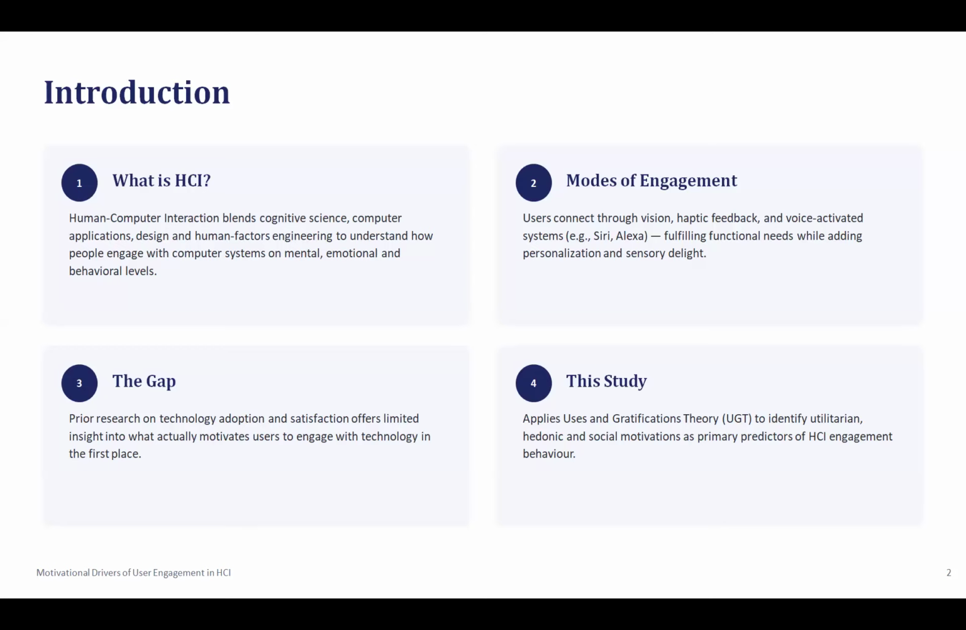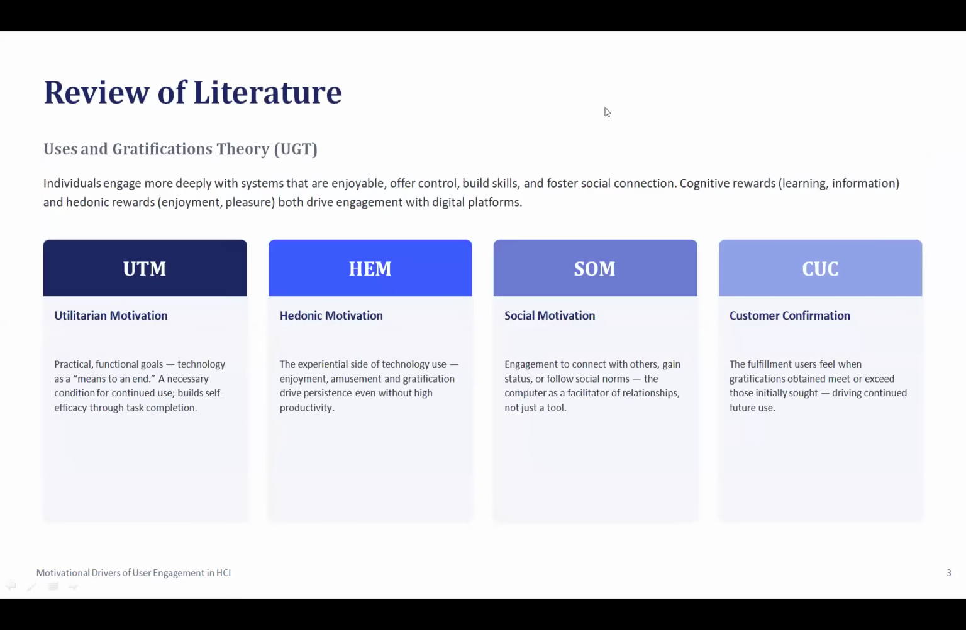Based on this framework, we examined three major motivational dimensions. The first is utilitarian motivation, then HCM stands for hedonic motivation, and the last one we talk about is SOM, which stands for social motivation. Utilitarian motivation, what is it? It basically refers to the practical and functional benefits. Users often engage with technology because it helps them accomplish some tasks, or get acquainted with certain skills.